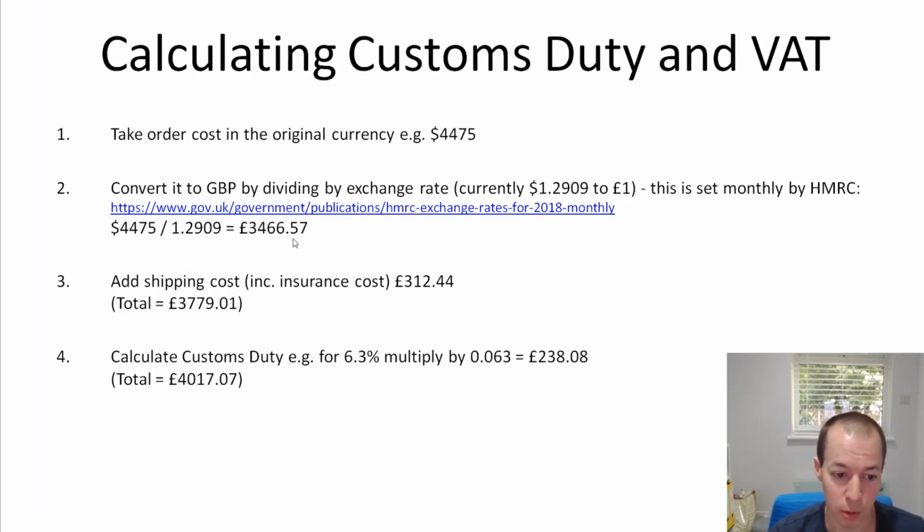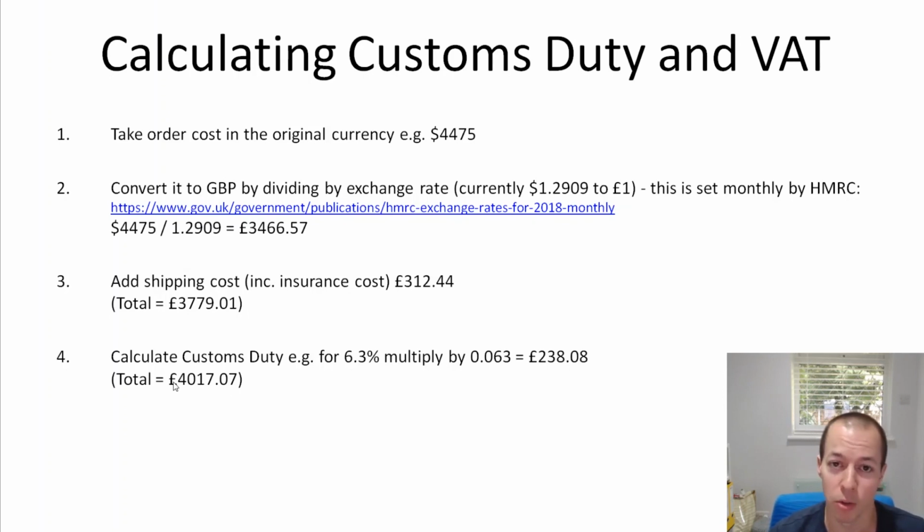Now you can see there I'm multiplying my cost by 6.3%, and I'm going to show you later on in this video how to find out the percentage and the classification code that you fall under. So we times that by 6.3%, which is £238. So the actual customs duty I was paying is £238, and that brings me to the grand total of £4,017.